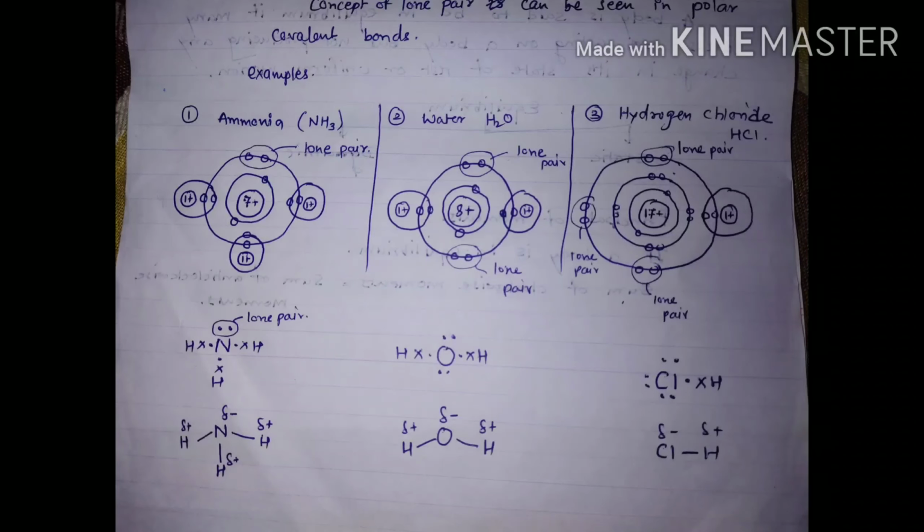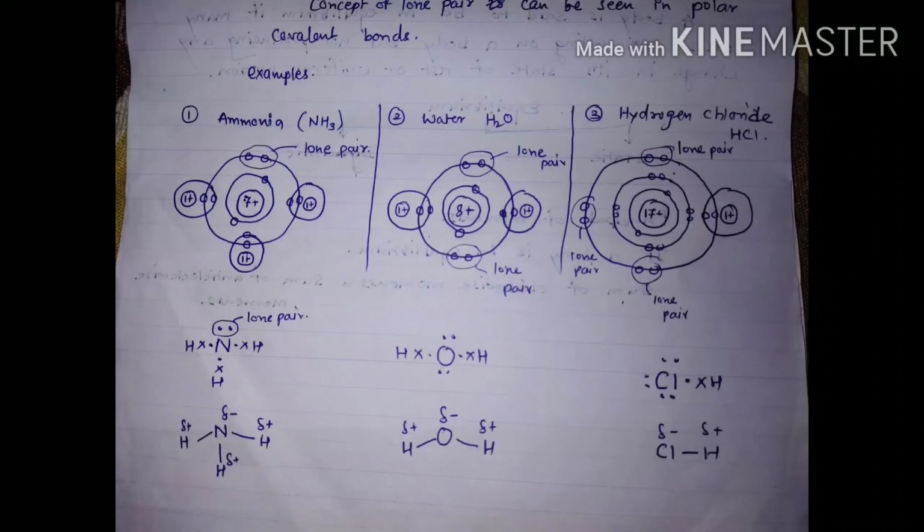In case of water, we know that water has molecular formula H2O. Oxygen has atomic number 8, and it has electronic configuration 2,6. It has 6 electrons in the outermost shell, out of which it shares 2 electrons with 2 hydrogen atoms, and 4 electrons are left, means 2 pairs of electrons are left. Therefore the water molecule contains 2 lone pairs of electrons.